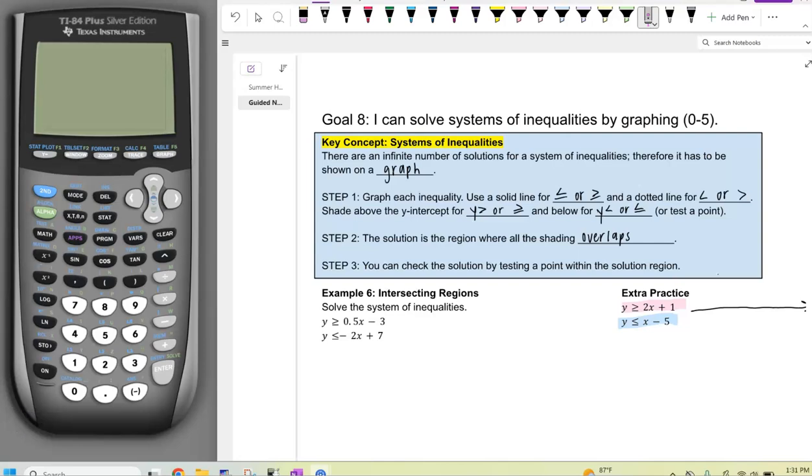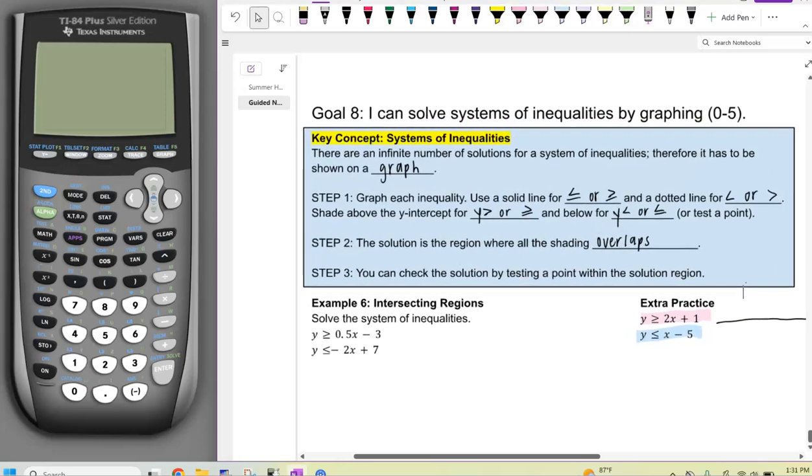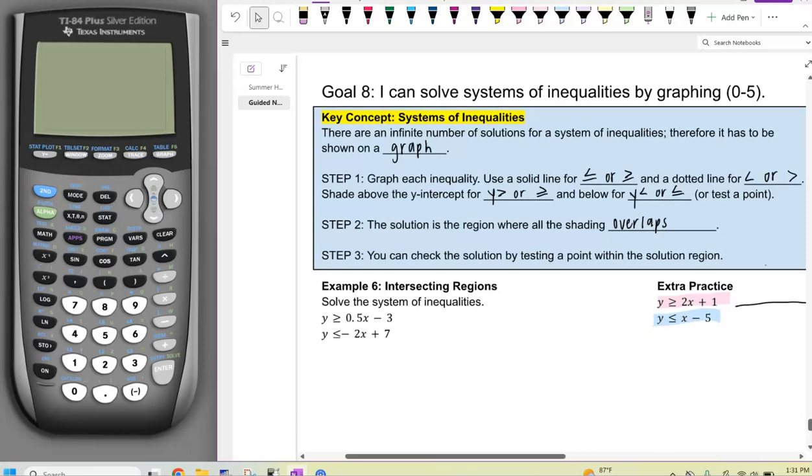Hey guys, welcome back. Last but definitely not least, in chapter 0, we are solving systems of inequalities, and we have to do this by graphing. Let's talk about why. Because a system of inequalities has an infinite number of solutions, it has to be shown on a graph. The way to graph these is to graph each inequality.